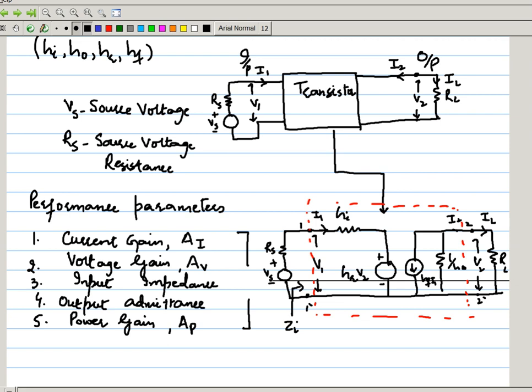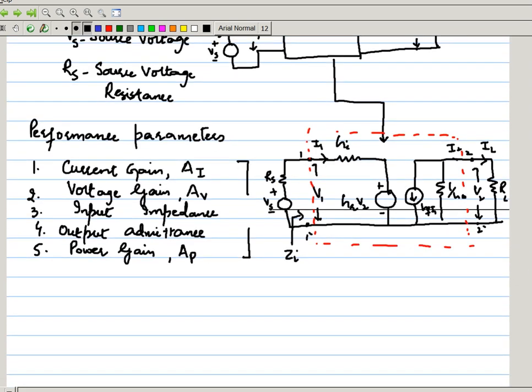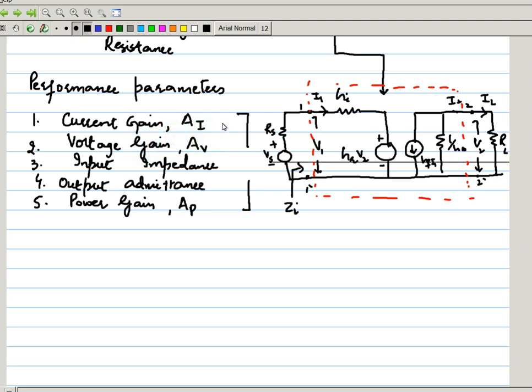Right. So now let us take each of these performance parameters one by one. We are starting with the first parameter, which is the current gain. And one more thing, we have labeled the input terminals as 1 1 dash and the output terminals as 2 2 dash.